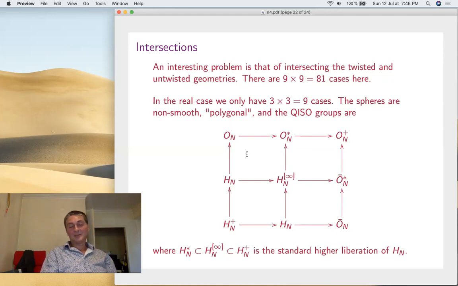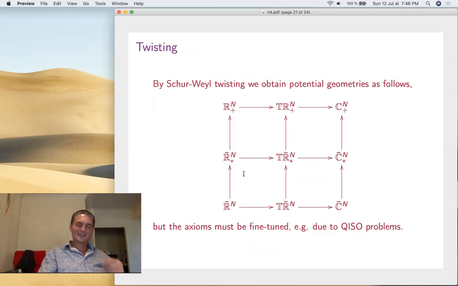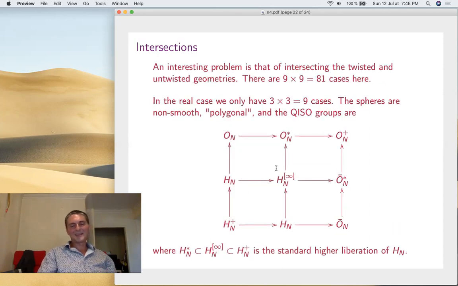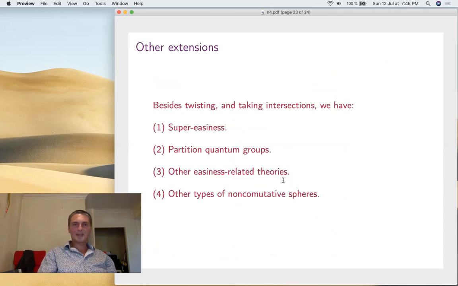But you can compute the quantum isometry groups, and it's quite nice. You get all these things which are easy and very interesting. And Hn infinity is their own Weber thing, somehow the standard liberation of Hn. So it's quite cool stuff. So maybe an intersection theory can be done too. But first is this one, twisting. This is not done yet. This comes after. But some work on this is available on these polygonal spheres.